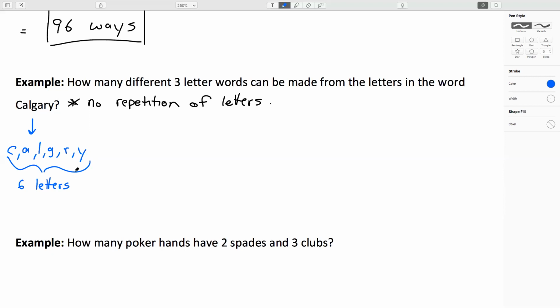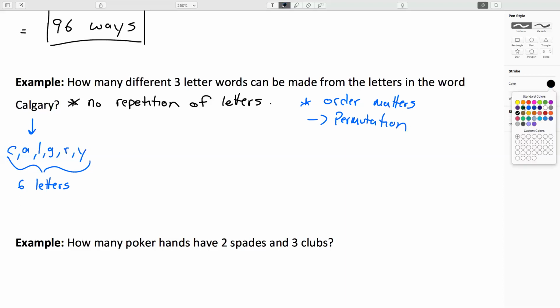So if we have 6 letters and we want to make 3-lettered words, does the order matter? If we're making a word, the word cat is different from tack. So yes, order matters. That tells me that this is a permutation. So if we're picking out of 6 letters, we're picking 3-letter words. We're essentially just doing 6 permutation 3. 6 permutation 3 is 120 words.